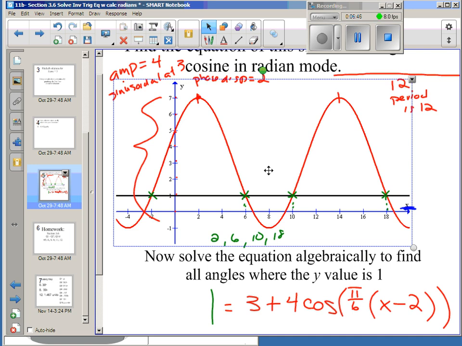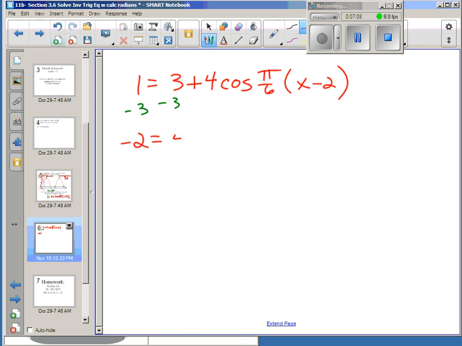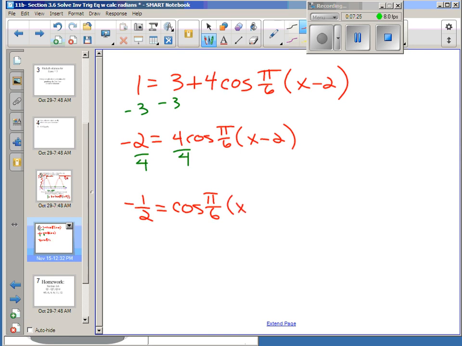Now I can solve it algebraically as well. So I'm going to take my equation, which is 1 equals 3 plus 4 cosine pi over 6 x minus 2, and I'm going to solve that. So my first step is to undo the adding. So I'm going to subtract 3, and I get -2 equals 4 cosine pi over 6 x minus 2. I still have one more outside transformation. That's my 4. And I get -1/2 is cosine of pi over 6 x minus 2.